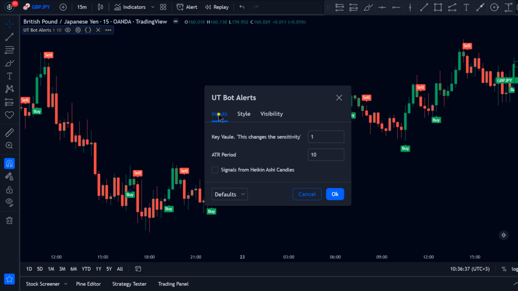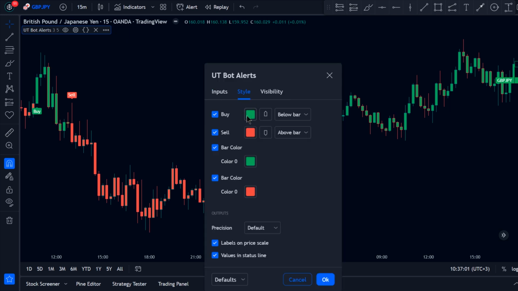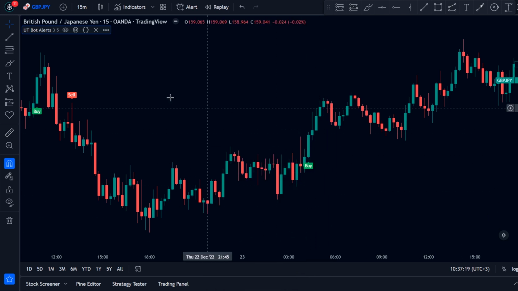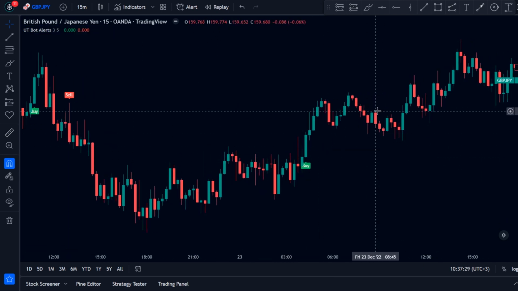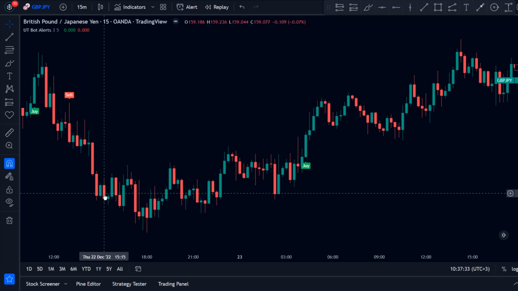Click on the inputs tab and change the key value to 3. And then change the ATR value to 5. Now, John didn't specify this, but we're gonna go to the style tab and uncheck the bar colors like this, because we don't need our bar colors changed. So this indicator will be our entry confirmation indicator. Whenever it prints a buy signal, we buy. Whenever it prints a sell signal, we sell.